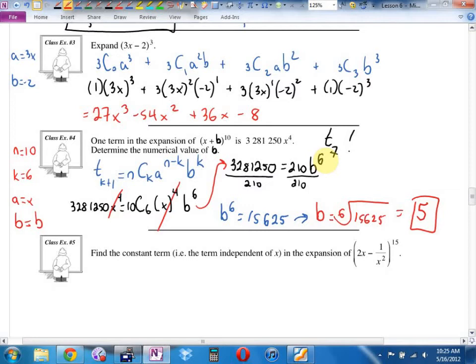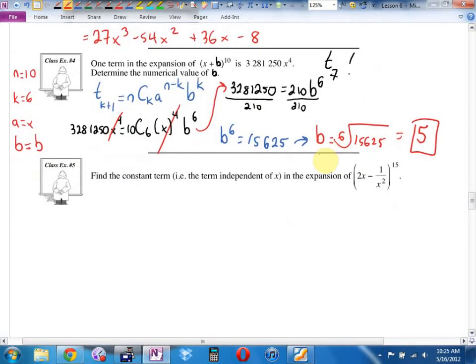I also like number 5, example 5. Sabina, what does number 5 want me to find? The constant term. Say what? What's another word for the constant term, Sabina? I.e., what else do we call it? The term independent of x.